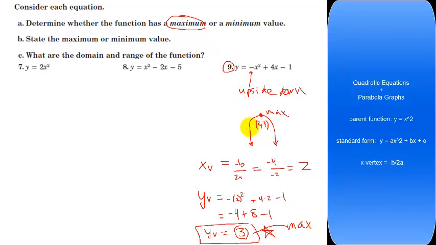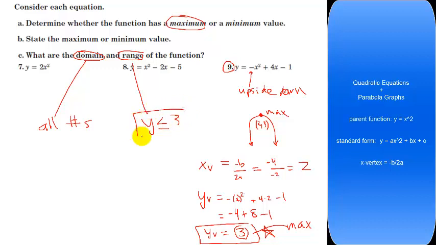Every single y-coordinate over here and every single y-coordinate over here is a lower value. What is the domain and range? Again, domain is all the x values, so the domain is all real numbers. And the range for problem 9 is y is less than or equal to 3. Can you see why that is? Y-coordinate values lower than 3 or equal to 3 are okay, but there's nothing higher than 3.